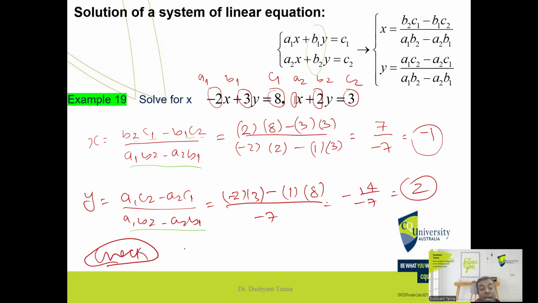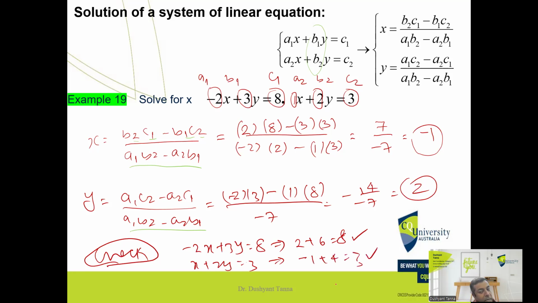Right? We might make some mistakes. So let's verify it. When you plug in, what will you get? 2 plus 6 is 8. That's fine. Yeah, always check the second one as well, not just one of them, both of them. X plus 2y is 3, which gives minus 1 plus 4 is 3, which is verified as well. Both of them verified. Awesome. That's what we want. Yeah. Any question?